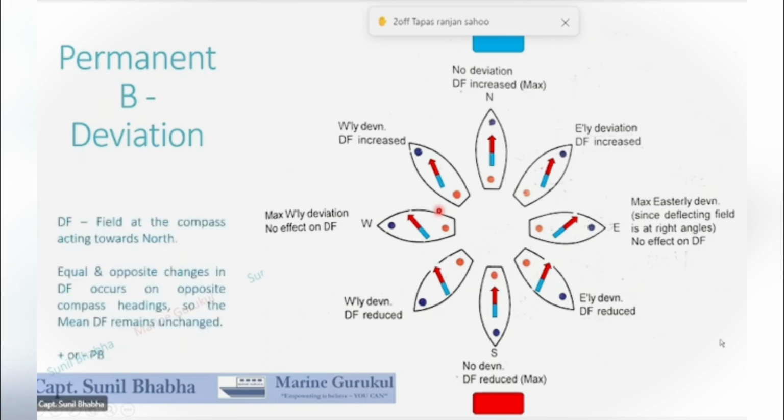This is what we mean by a semicircular deviation. For one semicircle, the deviation has a single name. For another semicircle, the deviation has the opposite name. Therefore, it is called a semicircular deviation.